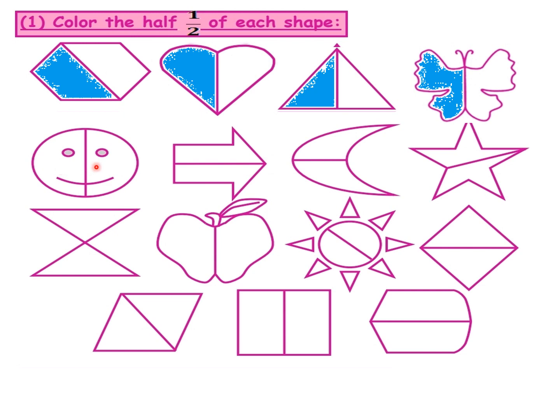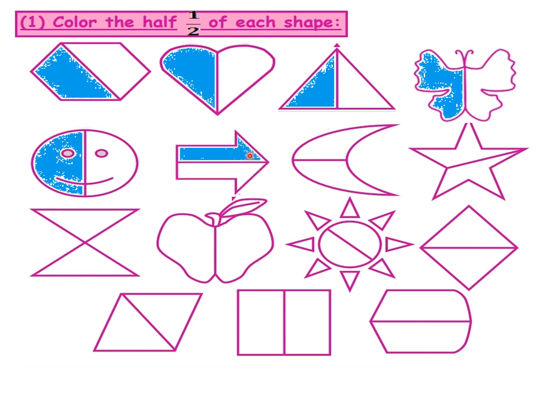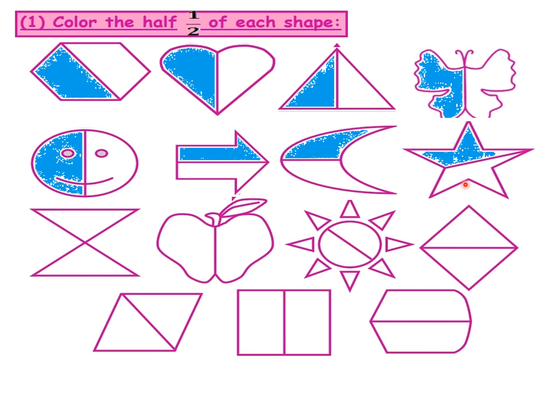Look at this face, it's divided into 2 parts, so I will color one part out of 2. And look here in this shape, it's divided into 2 parts, so I will color one part out of 2. And here too, divided into 2 parts, and I want to color only half of it, so I color 1 out of 2. Look at this star, divided into 2 parts, and I want to color half of it, so I color only 1 out of 2.